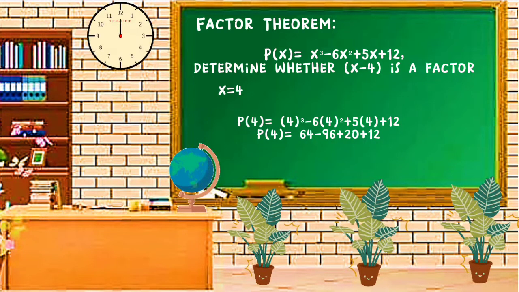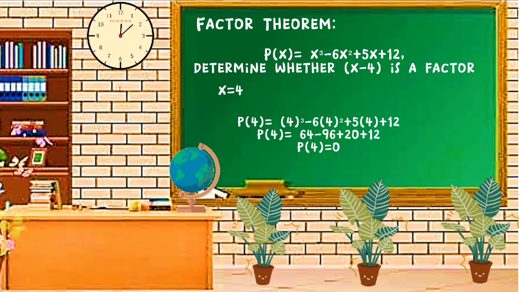So 4 cubed is 64. Negative 6 times 4 squared is negative 96. And then 5 times 4 is 20. And bring down 12, so it will be 64 minus 96 plus 20 plus 12. So let's evaluate further. The goal here, so that we will know that x minus 4 is a factor, is that when we look for the final answer, it must equal 0. So is it 0? Let's try. And yes, it is equal to 0, meaning x minus 4 is a factor.